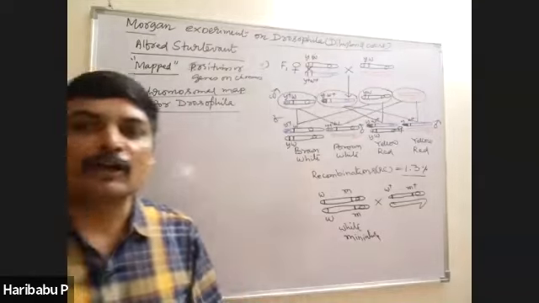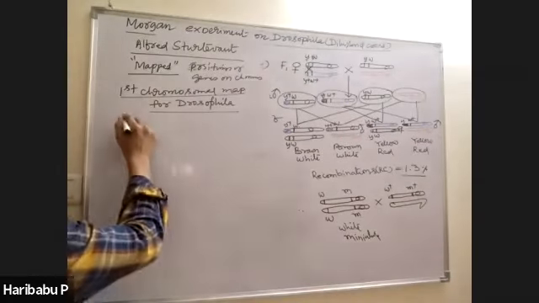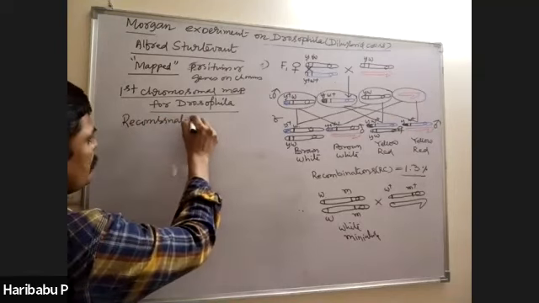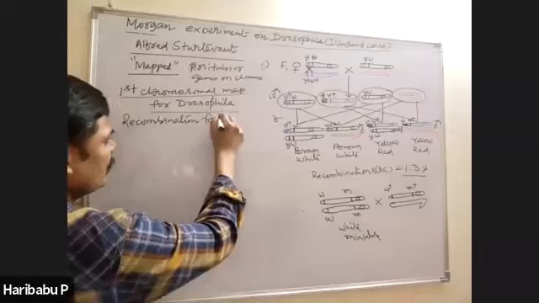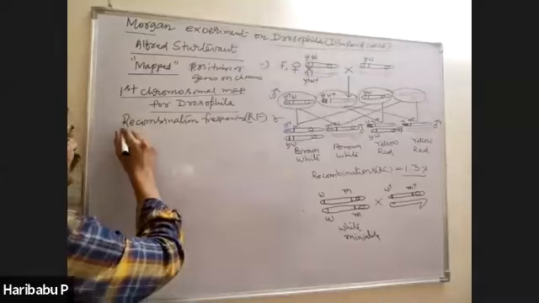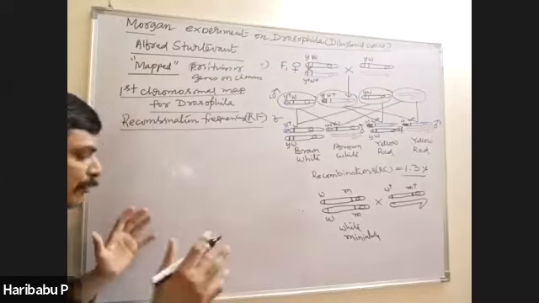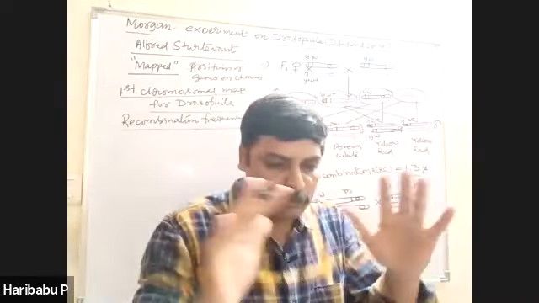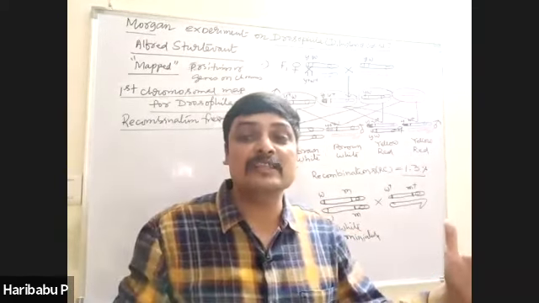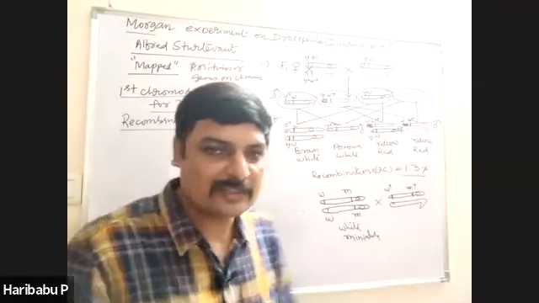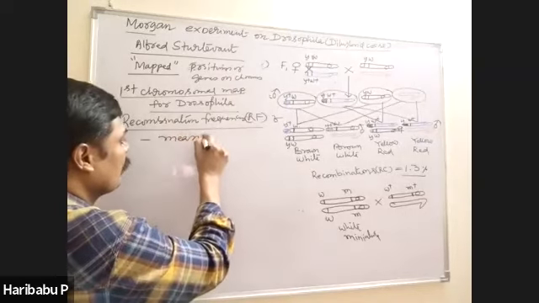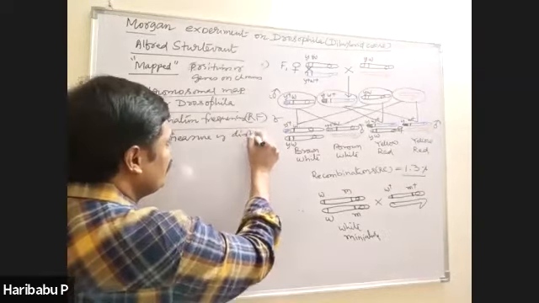He concluded that recombination frequency, that is RF, between the two genes is a measure of distance between the two genes.